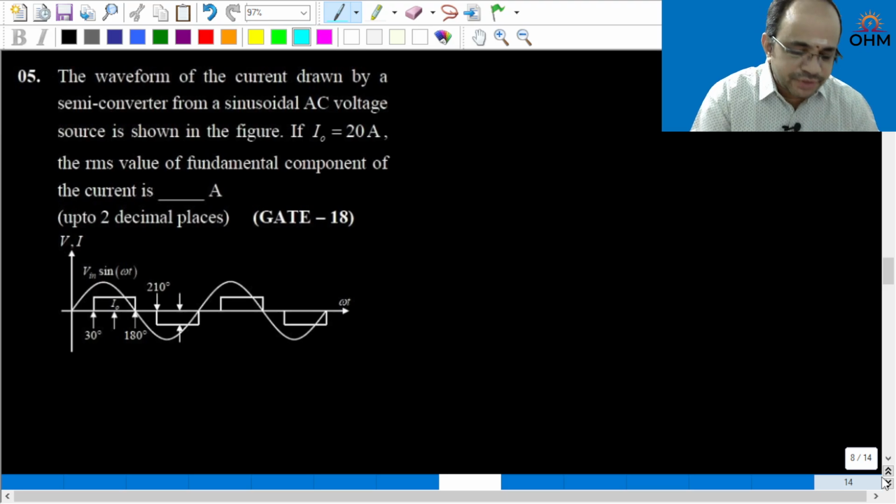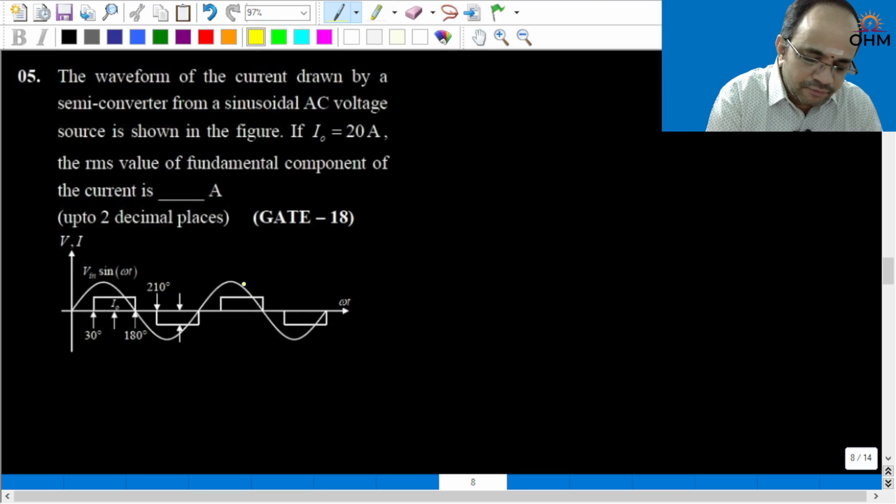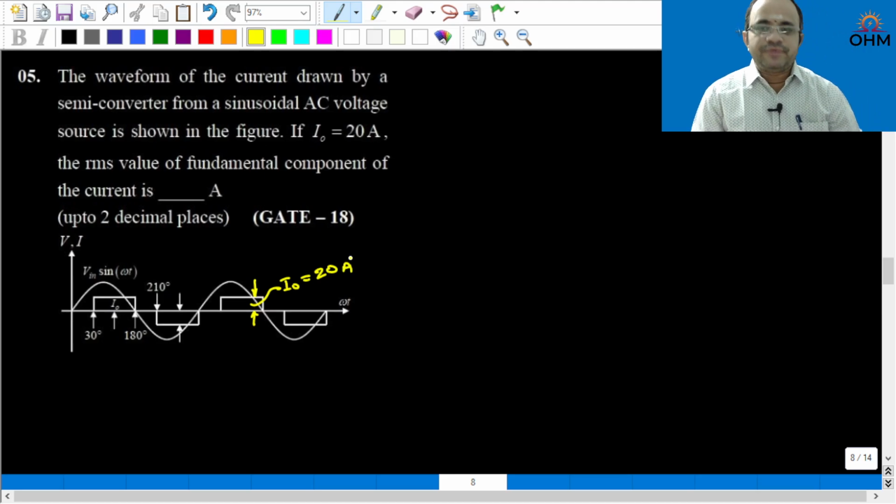Next, this is a question, okay, let us go through it. The waveform of the current drawn by a semi-converter from a sinusoidal AC voltage source is shown in the figure. Now here I naught is given, that means this magnitude is given as I naught, which is 20 ampere, okay. So basically the given current waveform is a quasi-square waveform. What is the RMS value of the fundamental component of the current?